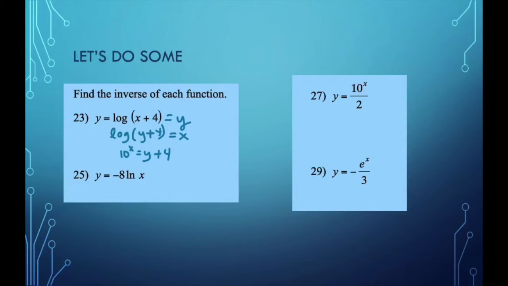What do I do now? I moved the 4 over, so I'm going to subtract it over, correct? So my inverse will be y equals 10 to the x minus 4. Let's do number 25. I like putting my y on the other side.